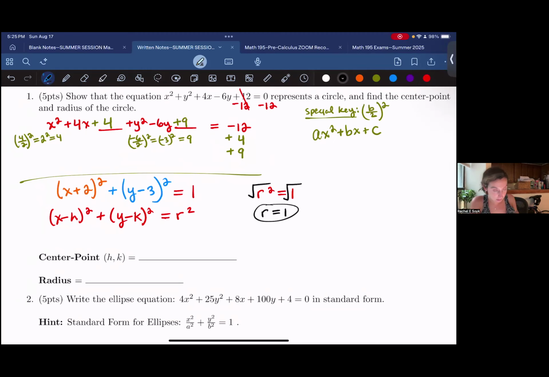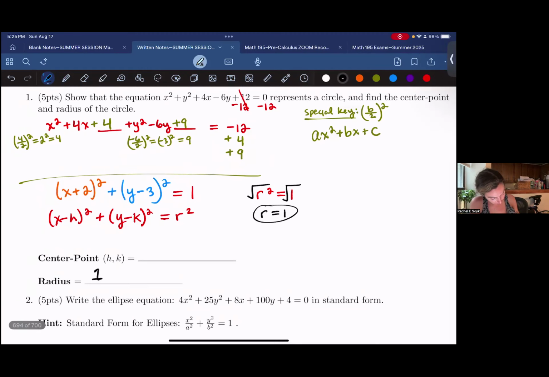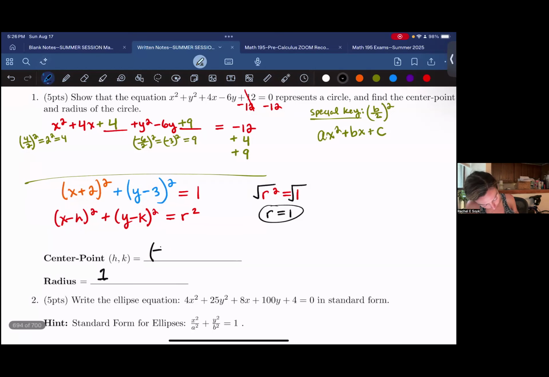As distance is always positive. And our center point is just, this is a plus 2 and this is minus h. Our h is then -2, and then our k is +3. So -2, comma, +3. And this completes our question 1.